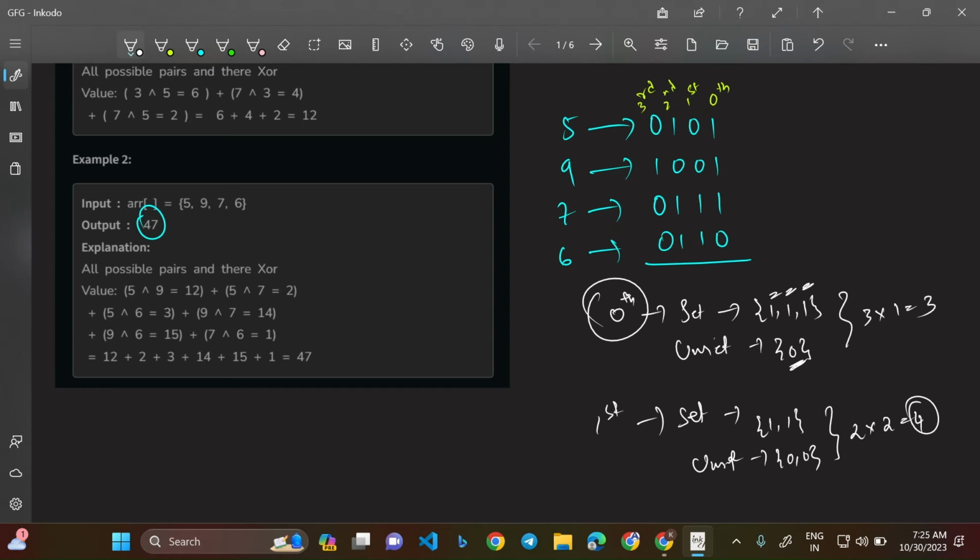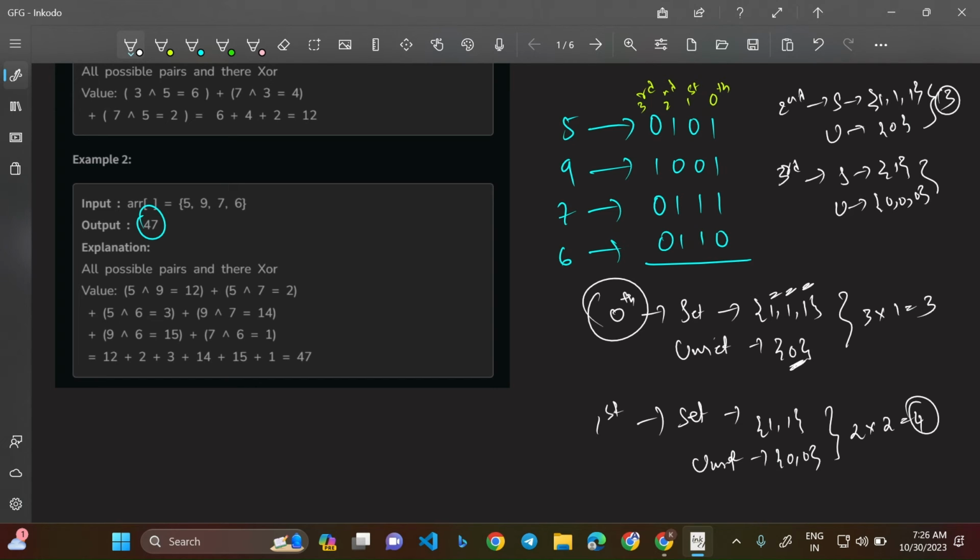Second index: how many set bits are there? I'll represent set with S. There are 3 sets, 1 1 1, and unset only 0. So only 1, and 3 into 1 is 3. So there are 3 pairs that will contribute a result. We'll evaluate what result it will contribute later. Now let us just understand at that particular column how many pairs are giving a result. At the third column, the set bit is only 1 and the unset bits are 0 0 0.